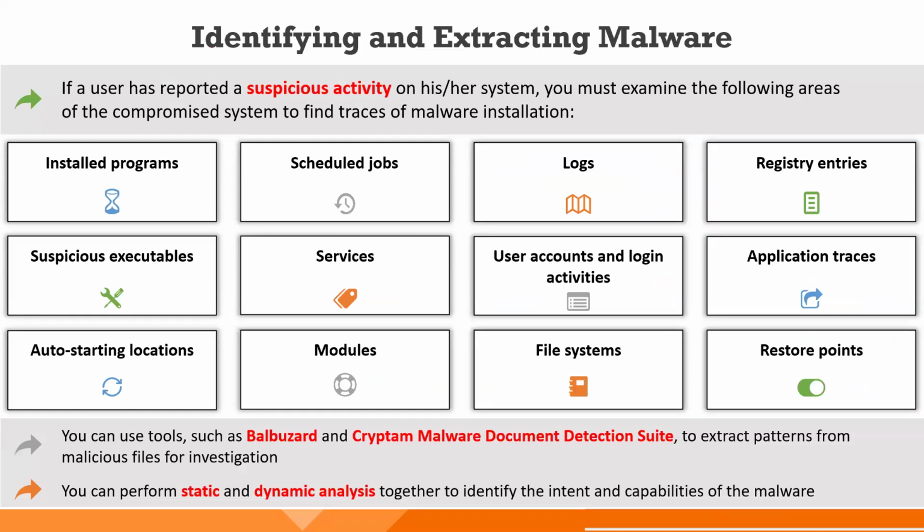So during malware analysis, you have to identify and extract the malware. So if a user has reported a suspicious activity on his or her system, you must examine the following areas of the compromised system to find traces of the malware installation. When you analyze the installed programs, you'll be able to see if by any chance there is any suspicious installed application.